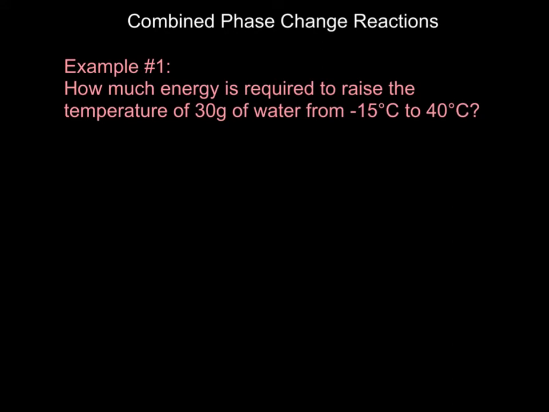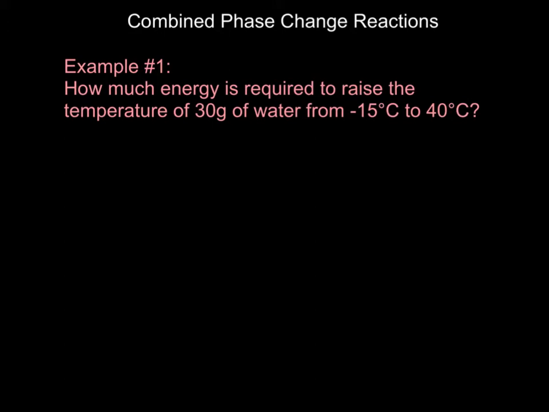So let's start by looking at an example. Example number 1 asks, how much energy is required to raise the temperature of 30 grams of water from negative 15 degrees Celsius to 40 degrees Celsius? Well, previously, when we were asked this sort of question, we've just been using Q equals MCΔT, which we certainly can as long as there is a temperature change and a consistent temperature change. If a phase change occurs between our two temperatures, then we can no longer simply rely on Q equals MCΔT because, as we know, during a phase change, there is no temperature change.